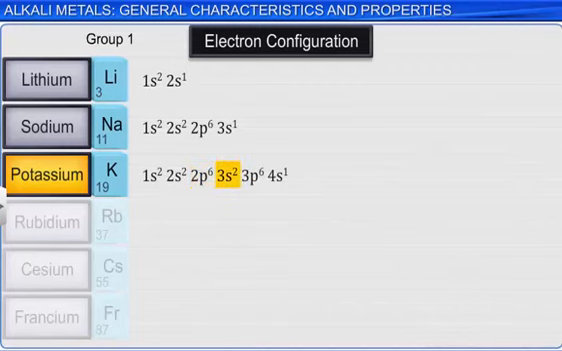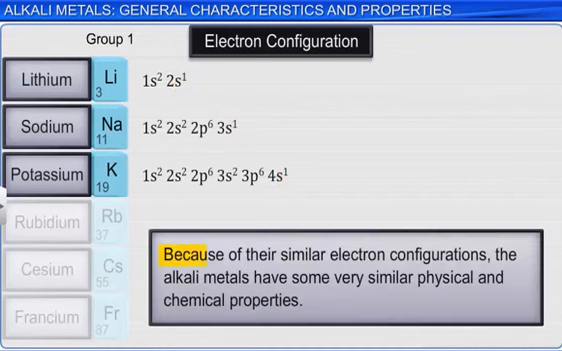They all have something in common. All the electron configurations end as s1. This is emphasized when the electron configurations are written in noble gas notation. All the alkali metals have electron configurations that end as ns1, where n is the highest occupied principal energy level. With such similar electron configurations, it's no surprise that the alkali metals have some very similar physical and chemical properties. We'll explore these further as we go through the module.